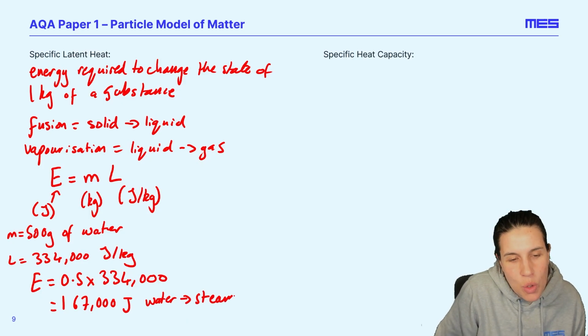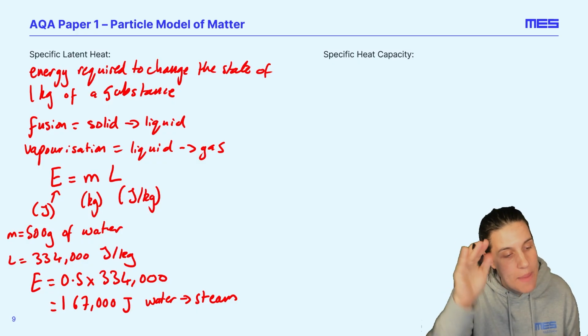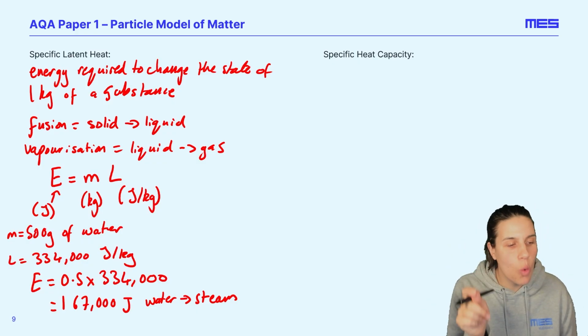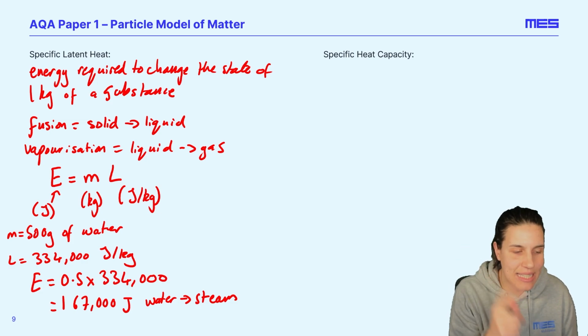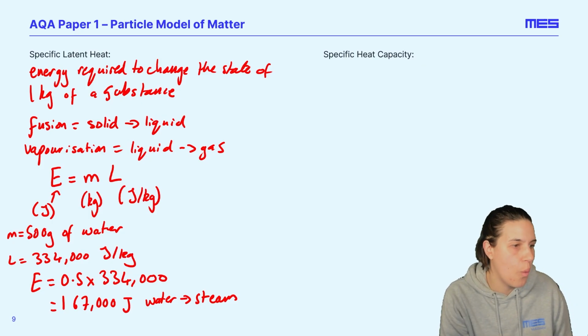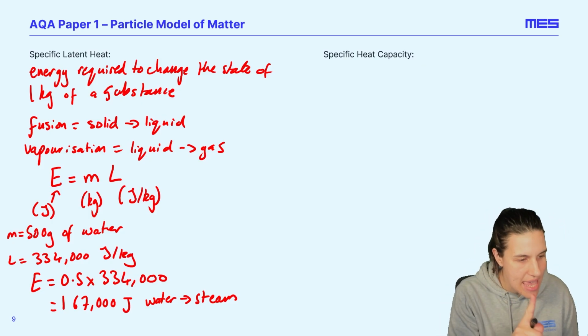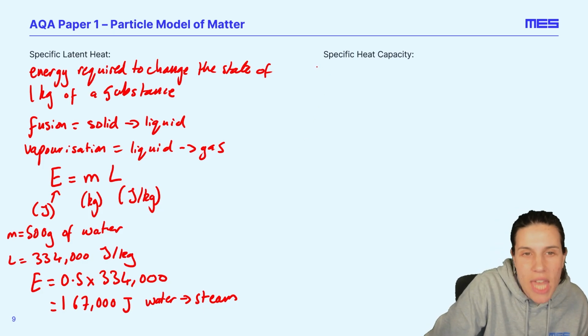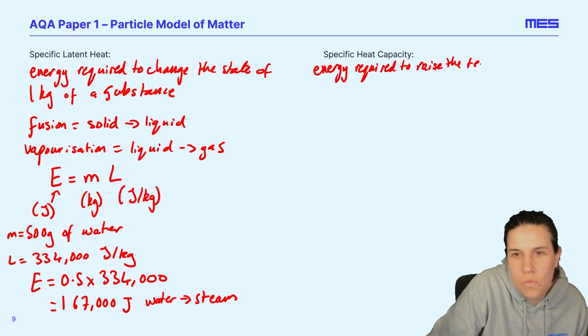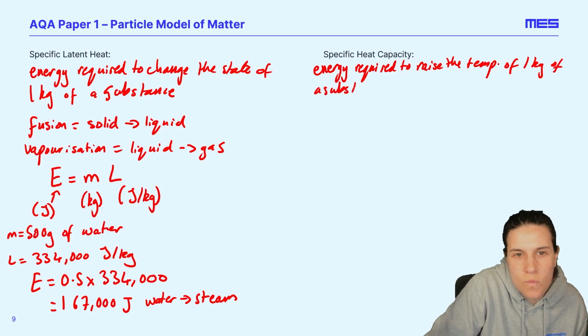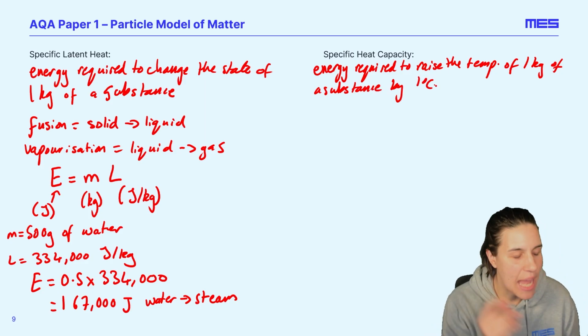Okay, so that's the energy required to turn water into steam. It would also be the energy released if I turned steam back into water. Okay, so the energy required to turn a substance from, let's say, like a liquid into a gas is the same amount of energy that will be released when we do it the other way around. Now, specific heat capacity has got a slightly different definition. It's still the energy required, but it's the energy required to raise the temperature of 1 kilogram of a substance by 1 degree C.